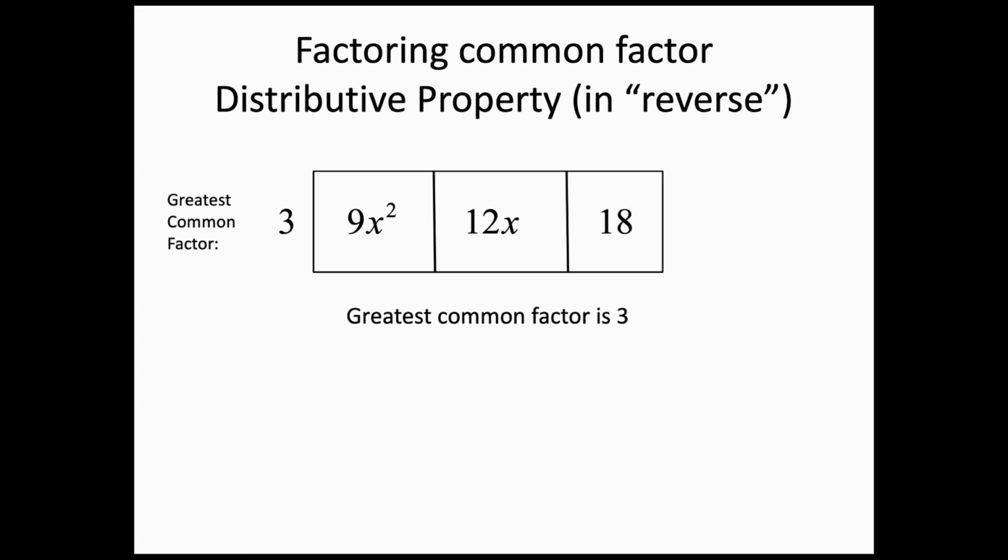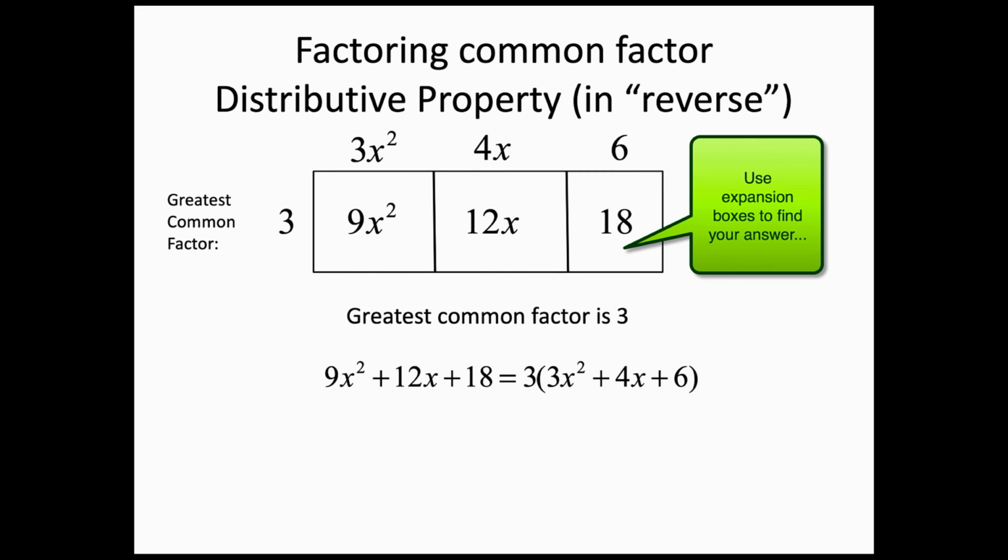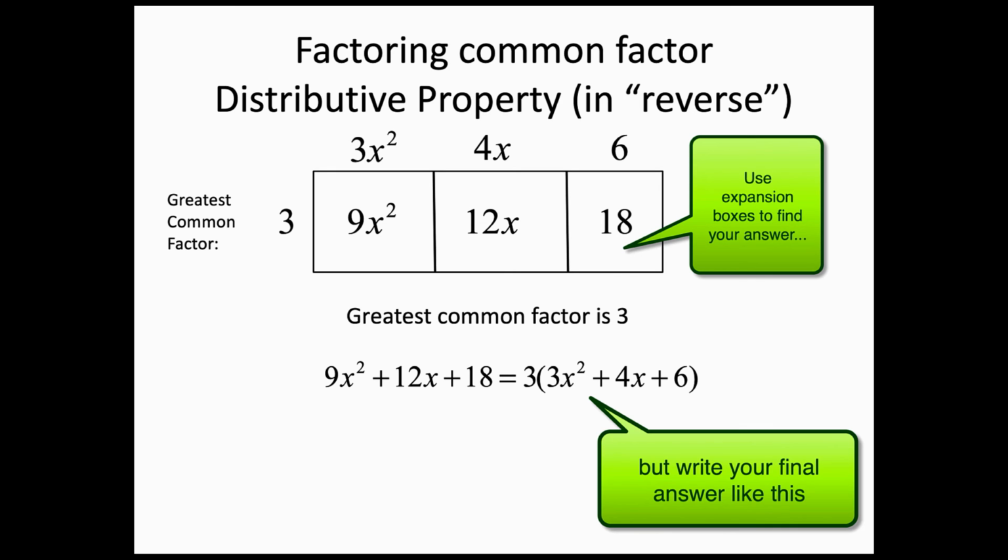And then we can fill in the top of the rectangular model. 3 times what equals 9x squared? That would be 3x squared. 3 times what equals 12x? That would be 4x. And 3 times 6 equals 18. So if you were asked to factor 9x squared plus 12x plus 18, your solution would be 3 times 3x squared plus 4x plus 6.